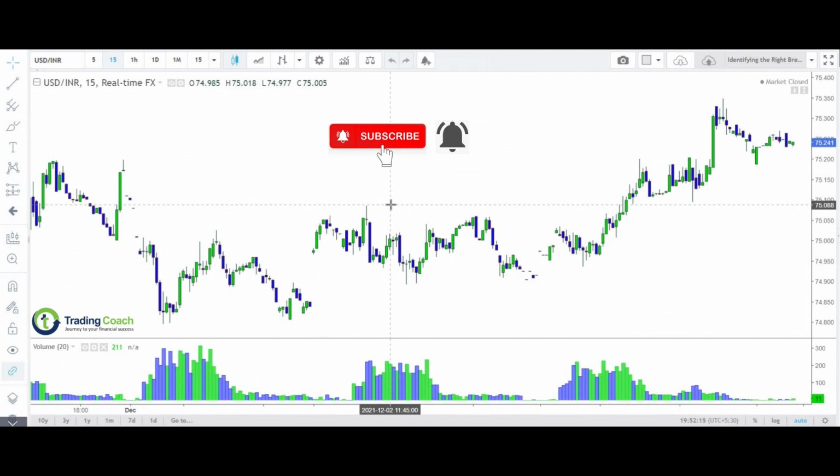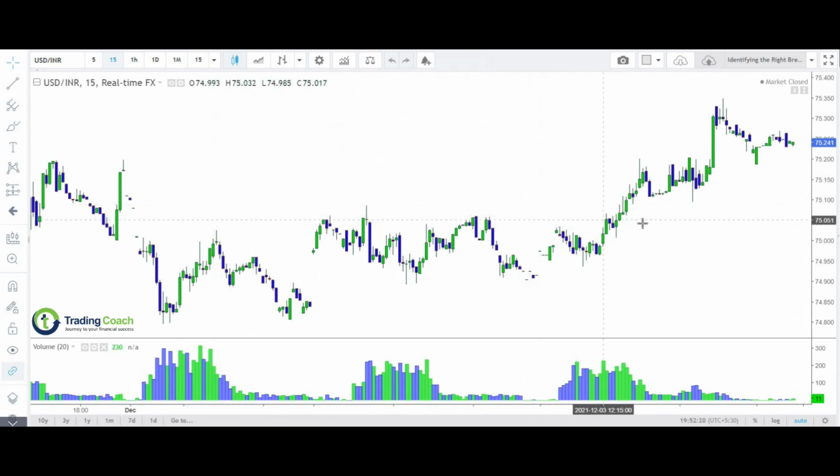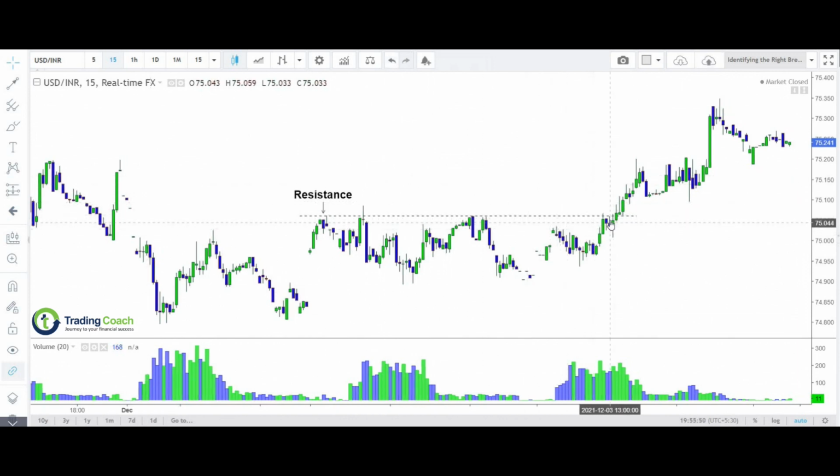If you look at the chart over here, you can see that we have a very nice resistance, right? So we have a wonderful resistance exactly around 75 to 75.10. Let me mark out that particular resistance. So right at this particular resistance, somewhere around 3rd of December, we can see a nice breakout over here, right?